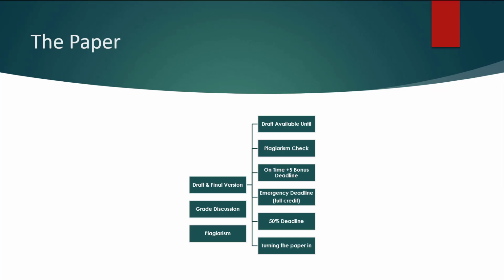And this won't show up obviously as 83 plus 5 because that would confuse the grading system. If you get an 83 and you get plus 5, that would be an 88, for example, and you get full credit for turning it in then.